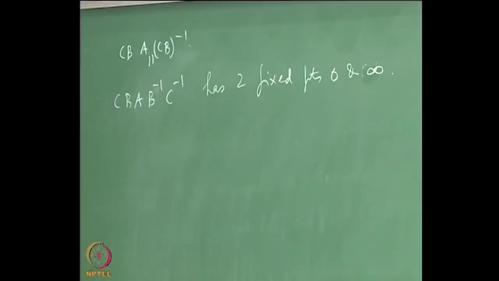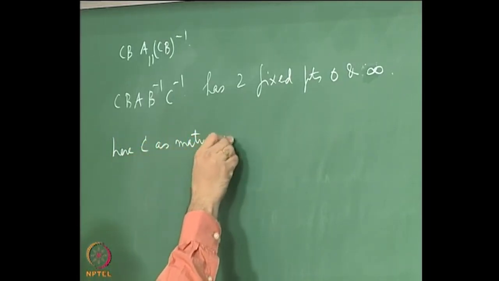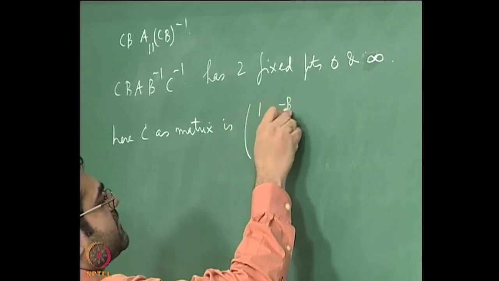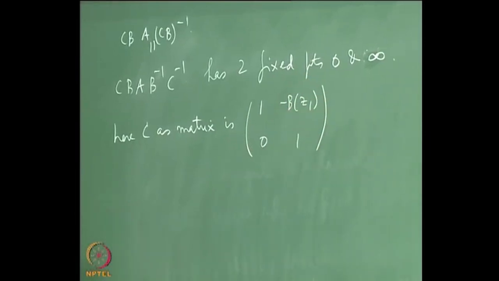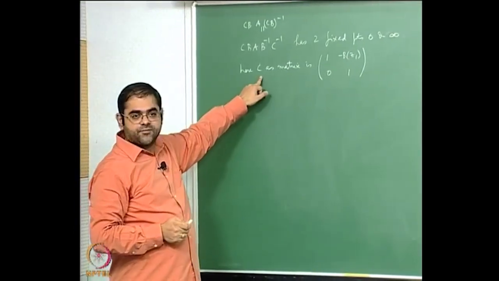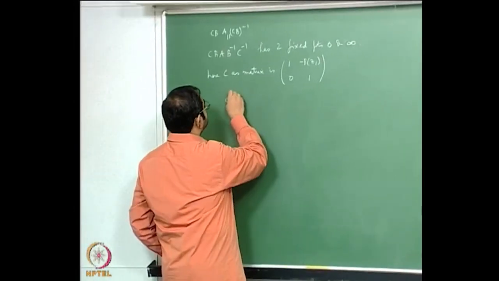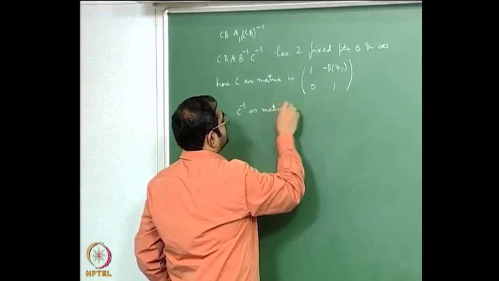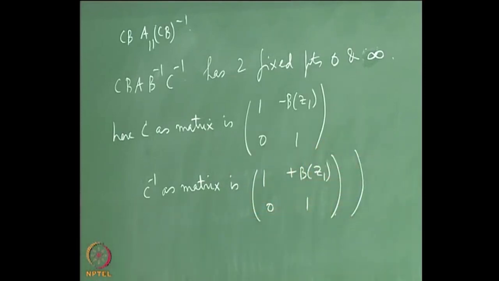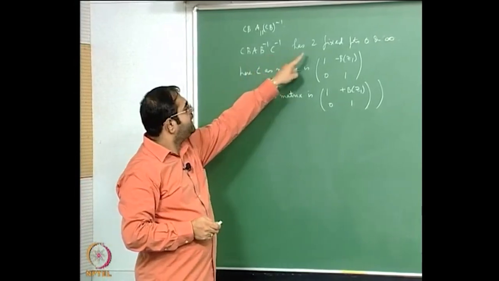Okay, mind you, C here, as a matrix, is a translation by minus B of z1, so it's going to be 1, minus B of z1, 0, 1, which is already in SL2. This is a translation by minus B of z1. And what is C inverse? The inverse of a translation is just translation by the negative of the vector that you originally translated with. So C inverse as a matrix is just going to be 1, plus B of Z1, 0, 1. This is what C inverse is going to be. Okay, the inverse of a translation is just another translation, right? So if I take this, then I will get two fixed points 0 and infinity.